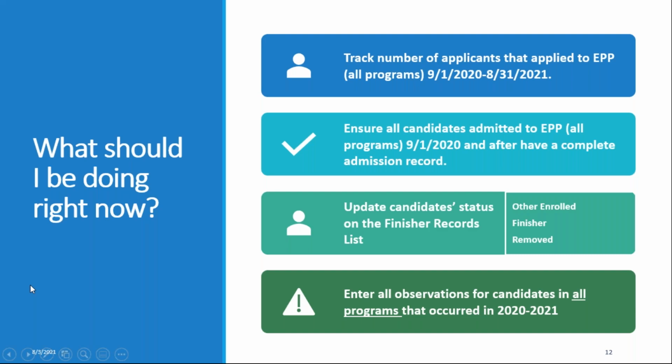As in past years, the EPP must report the number of folks that applied to the EPP throughout the 2021 academic year. This is for all programs within your EPP, such as your undergraduate teacher program, your post-bac principal program, your school counselor program, and so forth. If you have not tracked applicants throughout the year, you'll need to gather that information before September 15. We'll talk about this in more detail on another slide.